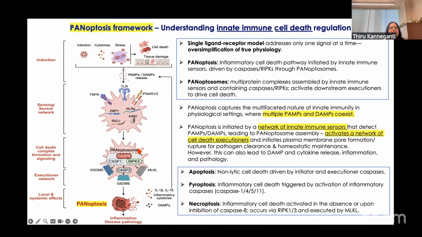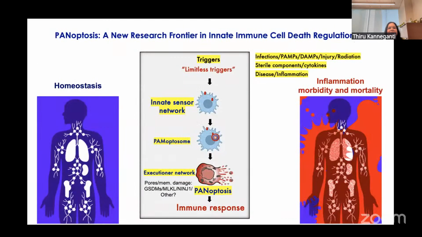So this fills in a major gap in the field, and we believe this is the reason why we couldn't really find therapeutic targets. But now we know how to visualize physiologically relevant conditions, which we began by saying that there are a limitless number of triggers that we get exposed to, how we sense via a network, how complexes are assembled depending on the sensor molecule, and how death is executed, and where multiple gasdermins or pore-forming, membrane-damaging molecules are involved in instigating immune responses.